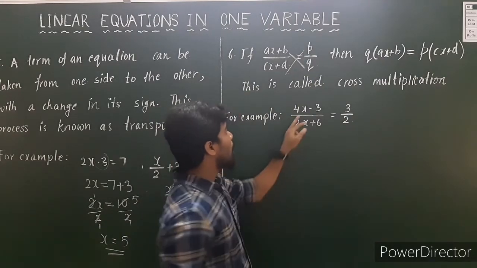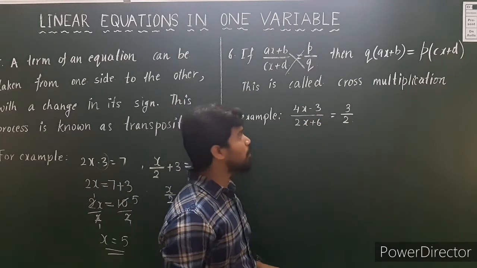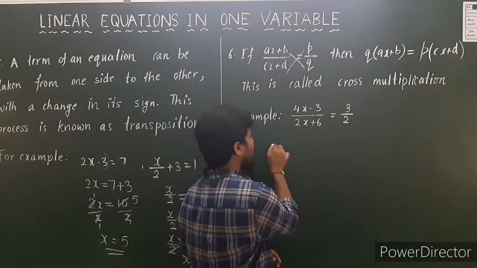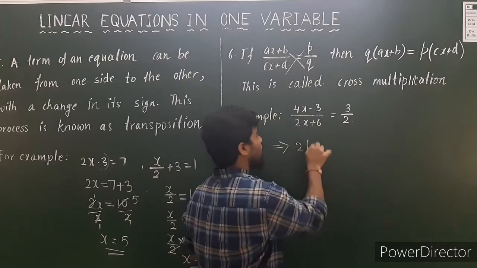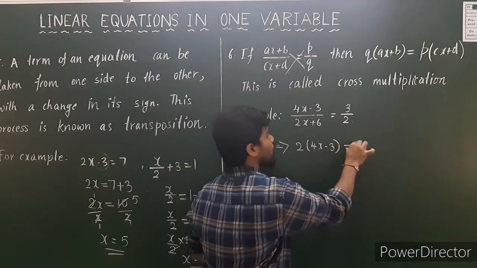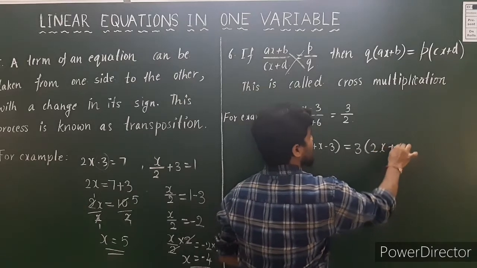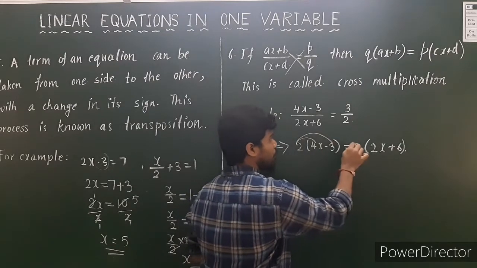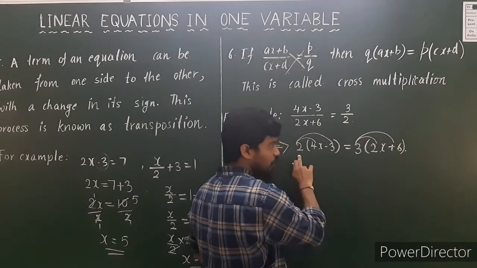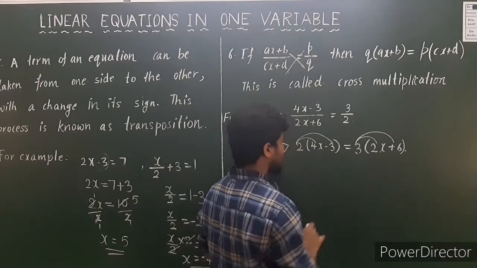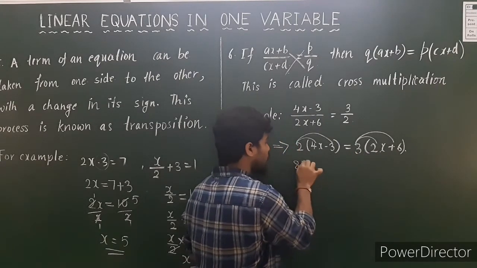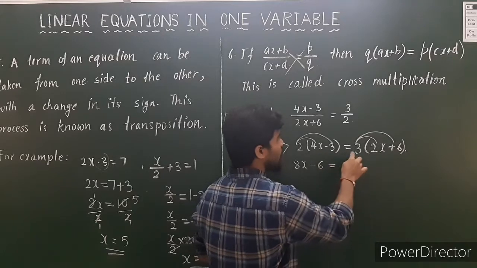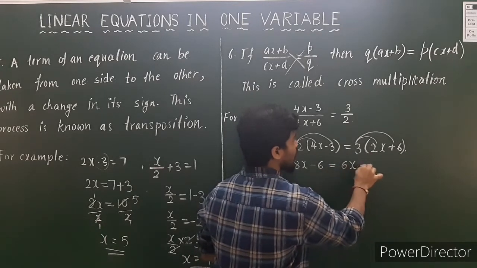For example, 4x minus 3 divided by 2x plus 6 equal to 3 by 2. So you can write it as 2 of 4x minus 3 equal to 3 of 2x plus 6. So next we have the multiplication like this. First to first, first to second. So 2 into 4, 8x, 2 threes are 6, so minus 6, 3 twos are 6x, 3 sixes are 18.